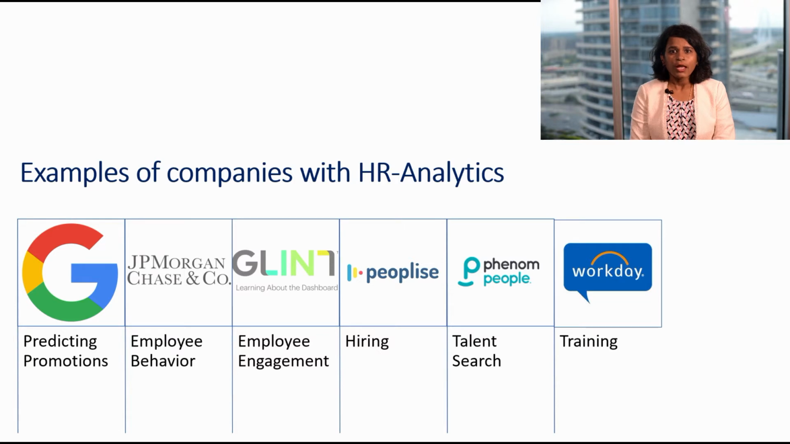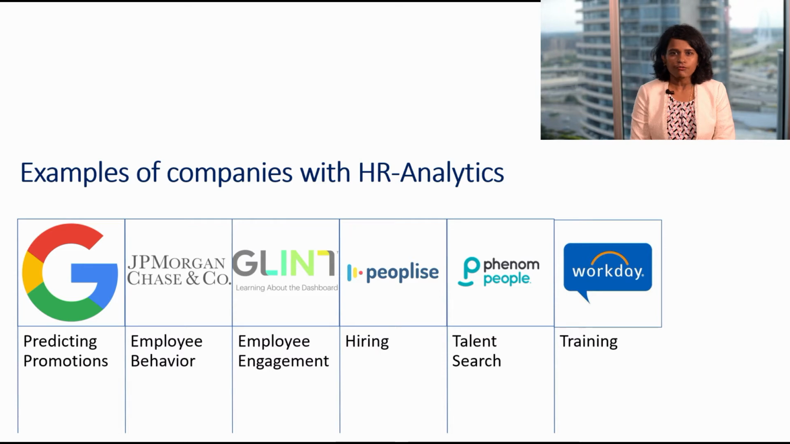JP Morgan is one of the several financial institutions that has algorithms that can survey employee behavior and identify rogue employees before any criminal activity takes place. There are several startups as well that provide analytic solutions for HR. Glint is a platform solution that helps organizations increase employee engagement, develop their people, and improve business results.